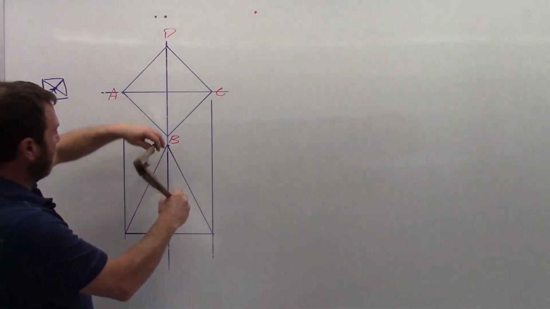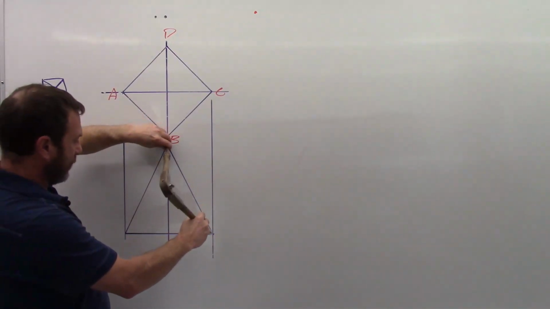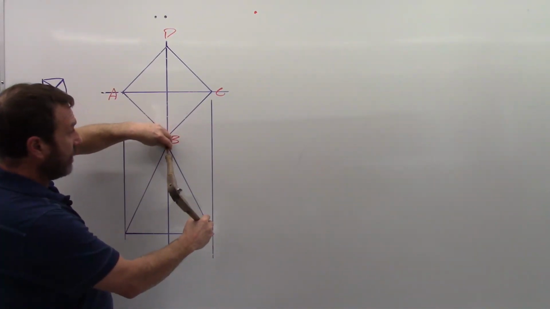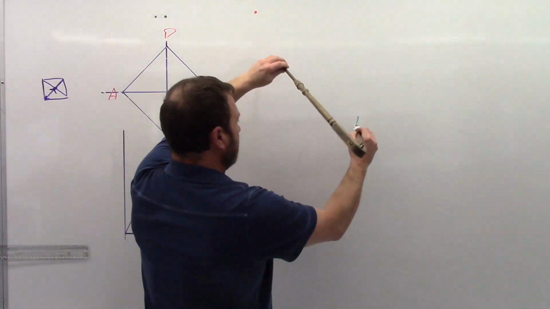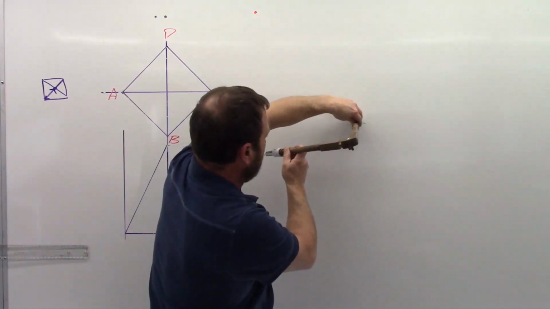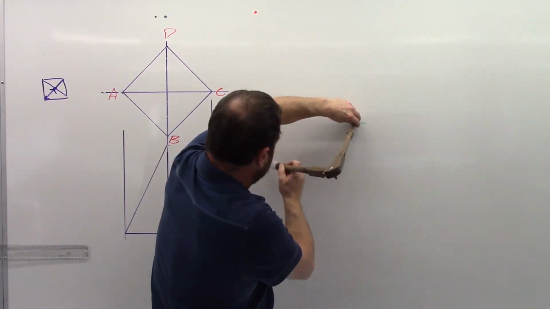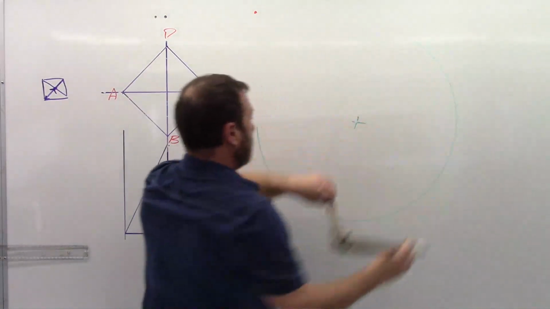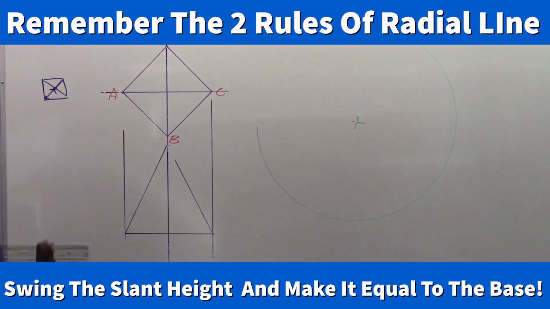So we take our slant height, same as we did before. Take this one. There we go. Let's set up a radius point. It doesn't matter where it is. We swing the slant height. Okay, that's our slant height swung.